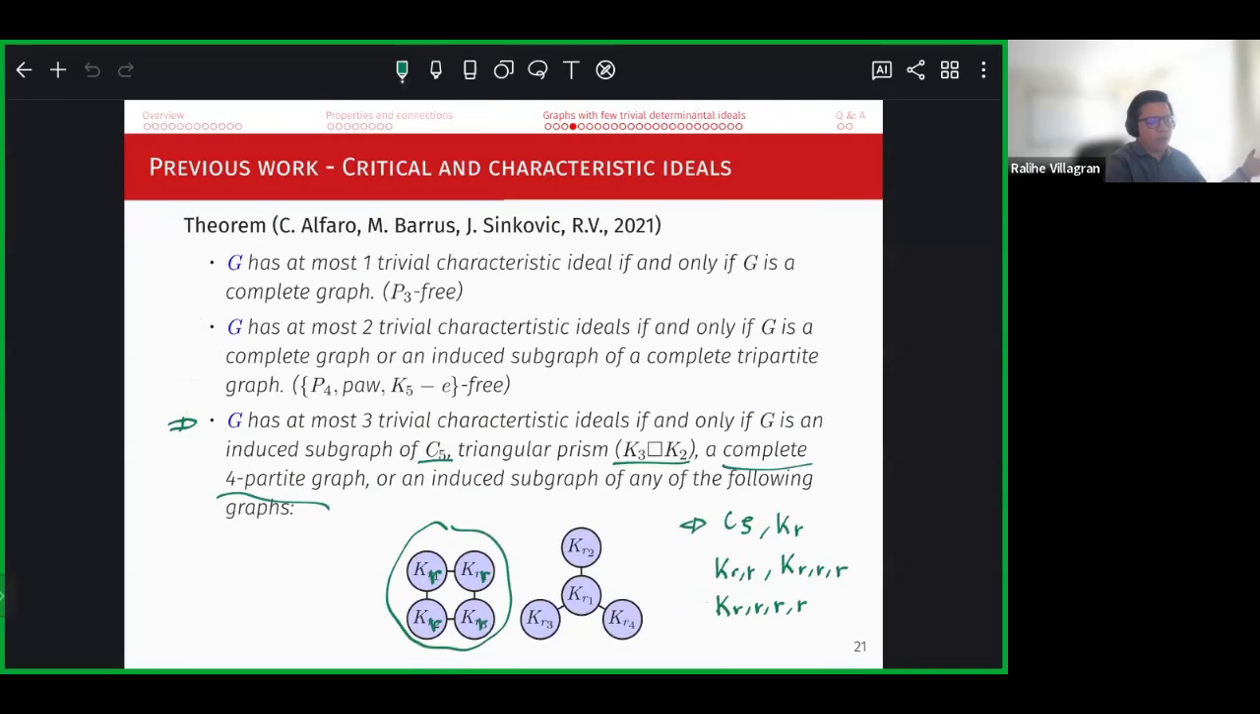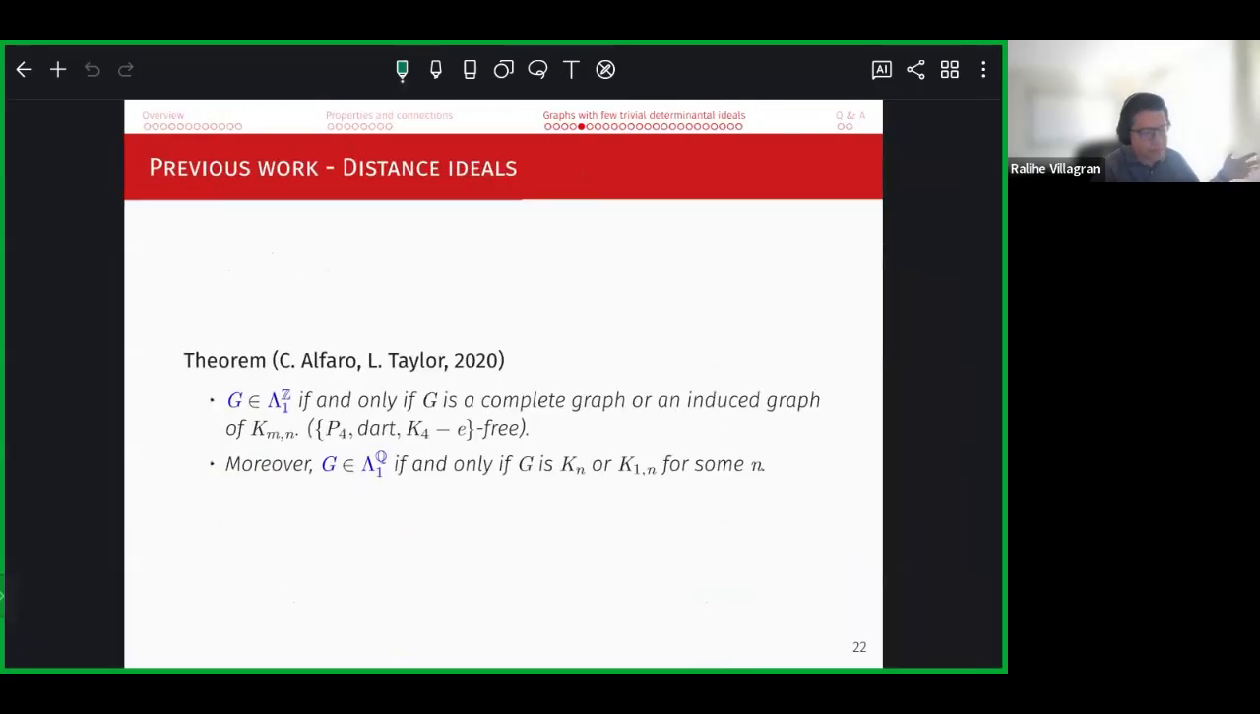So now if we move on from adjacency to distance, things change a little bit. If we think about the set of graphs whose first distance ideal is trivial but the second is not, then that's again a complete graph, or now it's a little bit bigger, an induced subgraph of a bipartite graph. And that's defined by this set of forbidden induced graphs.